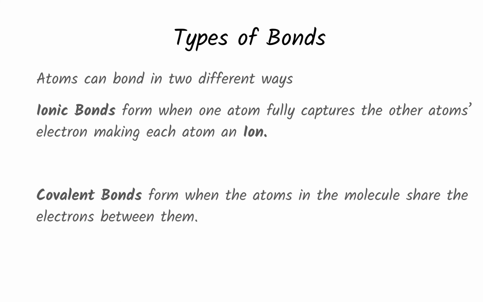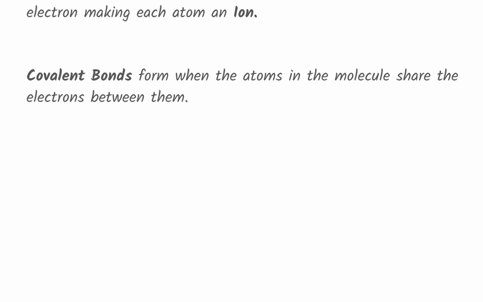The second type of bond is a covalent bond. And this forms when the atoms in the molecule share their electrons between them instead of stealing an electron from the other atom. So I'm going to draw a couple of pictures to help you visualize the 2 different types of bonding that can happen.